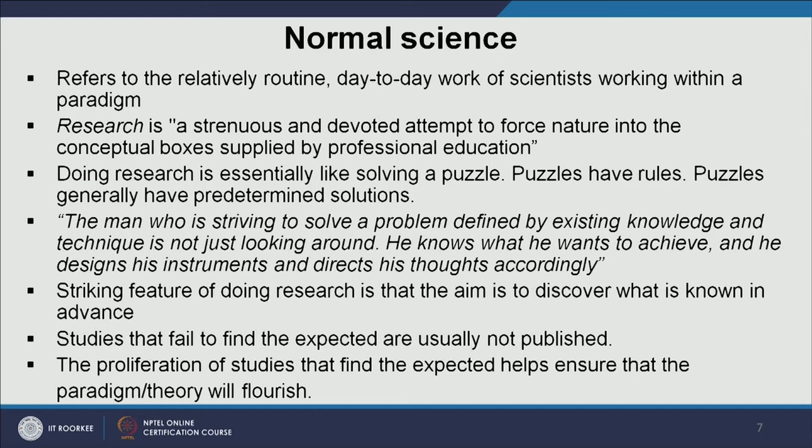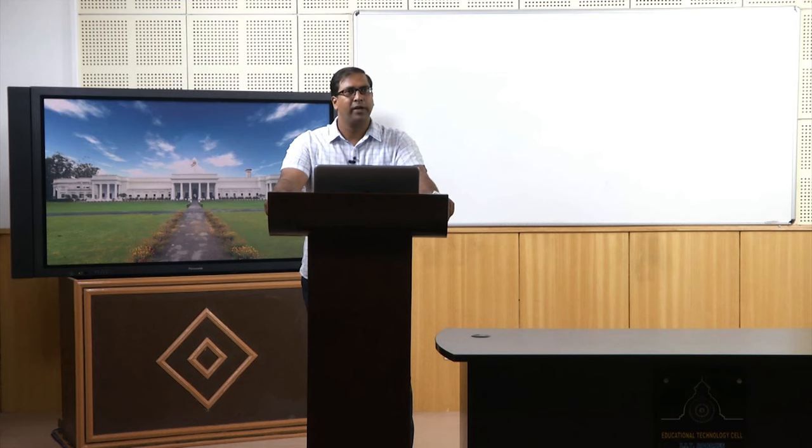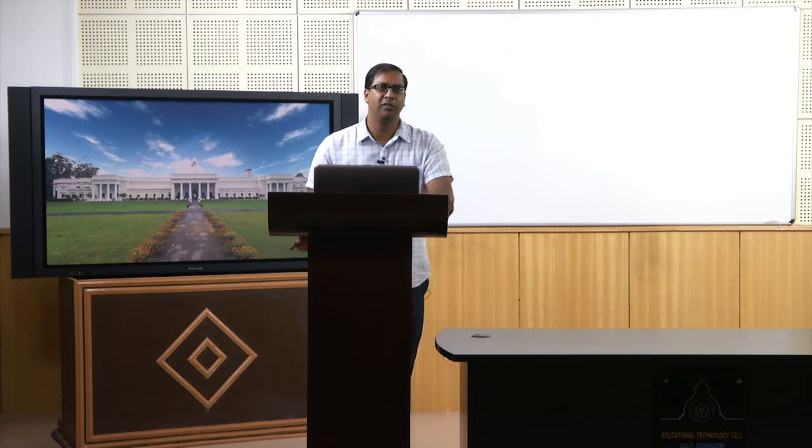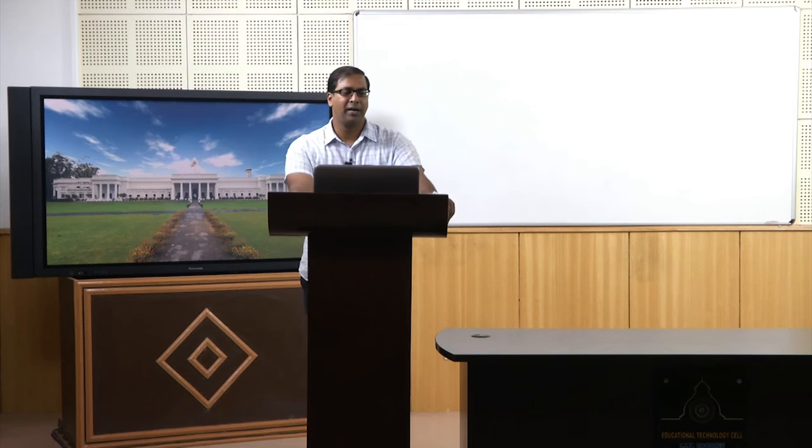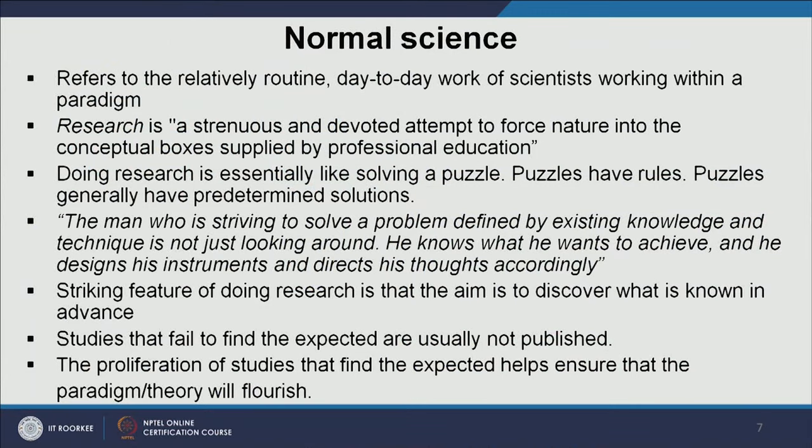So, studies that find the expected are accepted. Studies that fail to find the expected are usually not published. The proliferation of studies that find the expected helps ensure that a paradigm or theory will flourish. How does a paradigm flourish? How does a paradigm continue to remain the dominant paradigm, continue to influence a scientist?